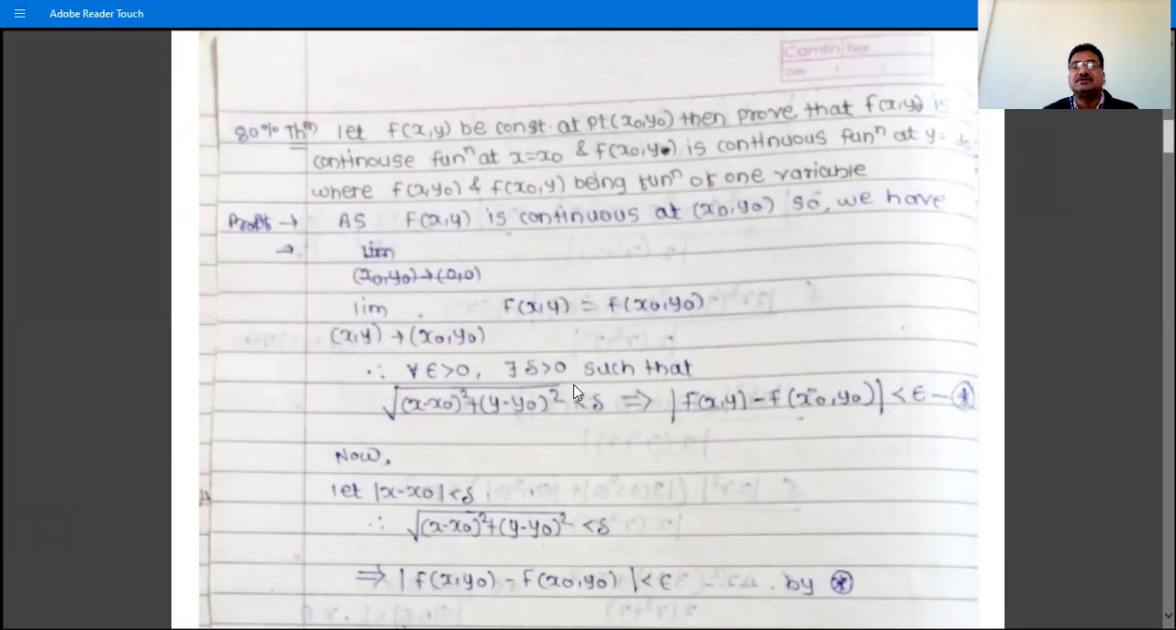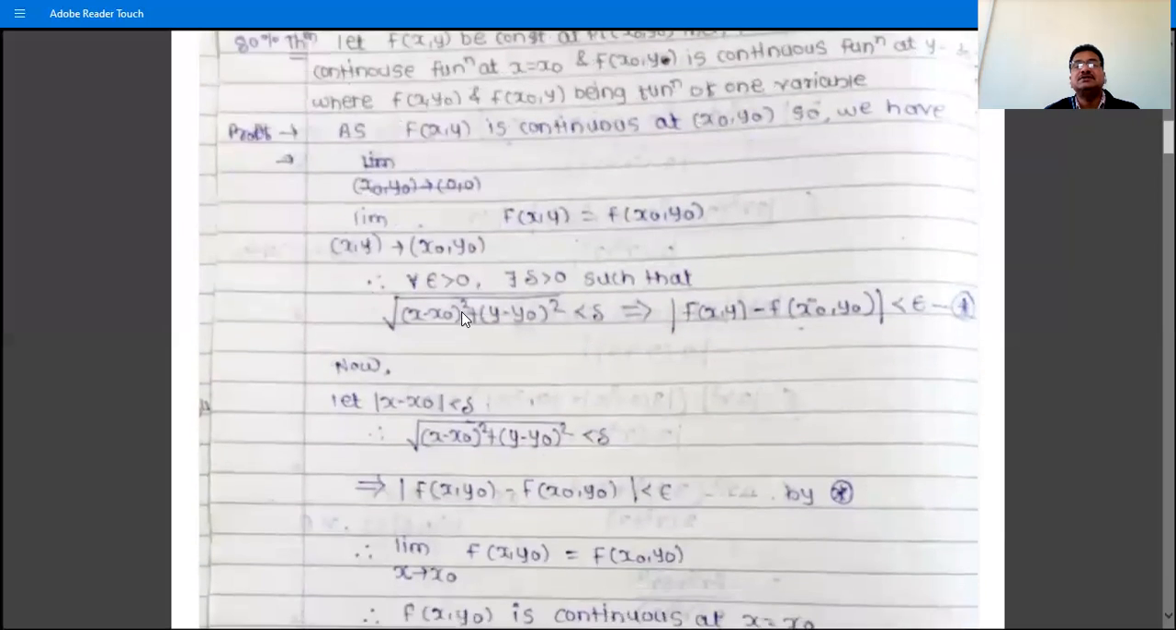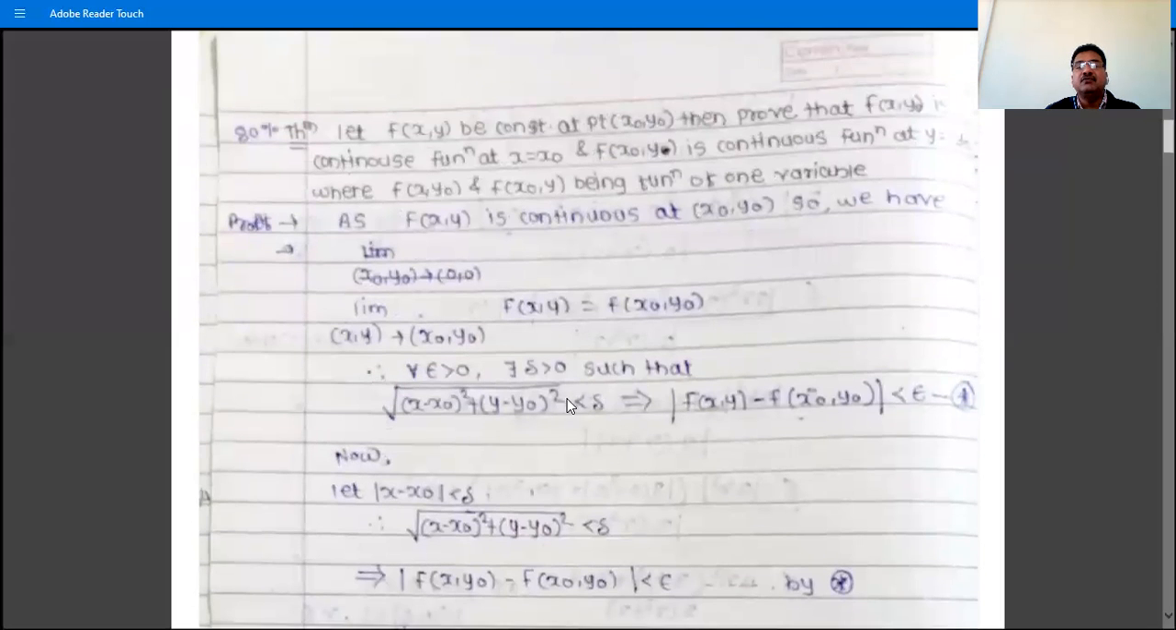So we have that root of (x minus x naught) square plus (y minus y naught) square less than delta implies mod f(x, y) minus f(x naught, y naught), that is the limit L, is less than epsilon. This is equation star. So this is given. And now what we have to show?